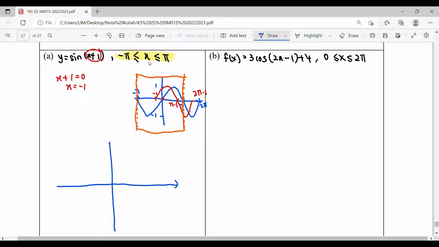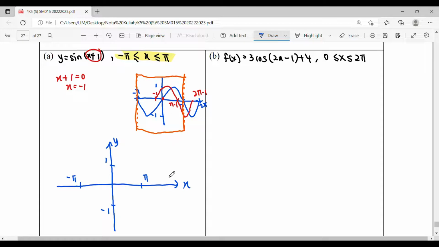Set up our y-axis and x-axis, where we know that this graph has amplitude 1 and -1. Originally it intersects at pi and 2 pi. 2 pi is not needed because the domain asks us to draw up to pi only, and up to -pi only. More than that, don't show the graph. We will stop.